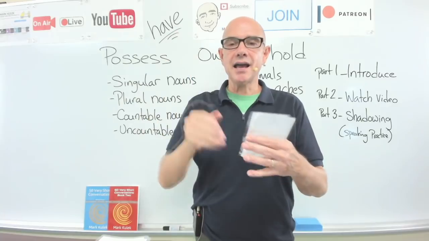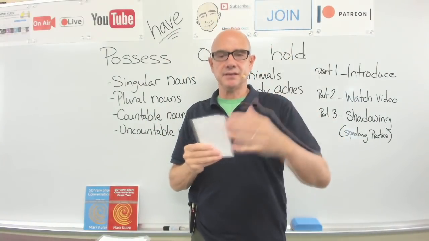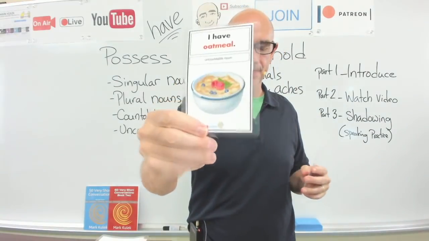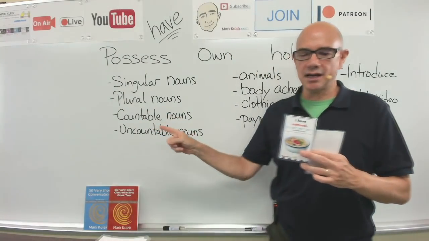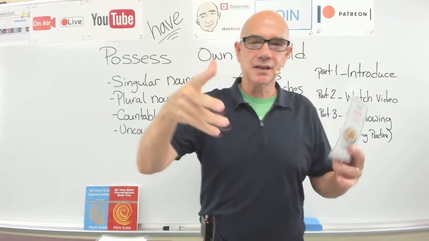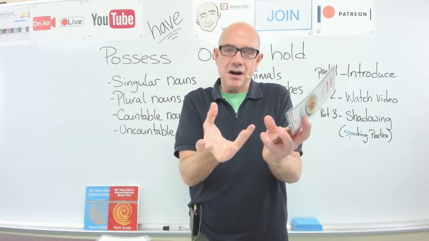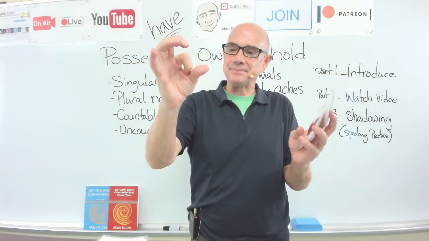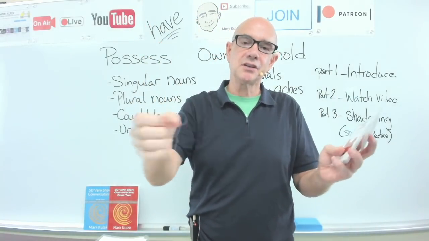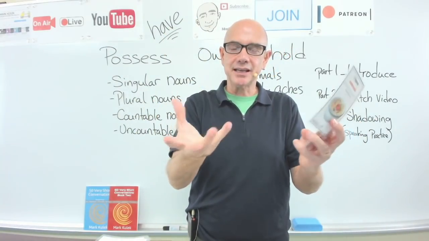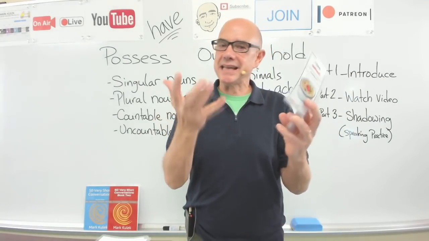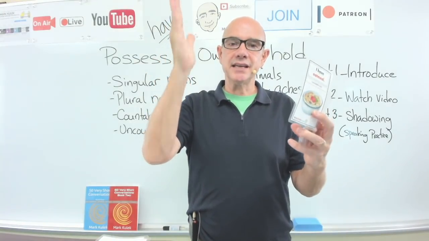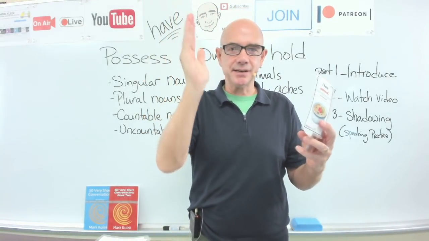Card number four. I have oatmeal. Oatmeal is uncountable. Uncountable. That means we cannot count oatmeal. Oatmeal is just like mush, right? They're little flakes of oats. We pour water into it. We boil it, and it becomes kind of a porridge, a mush, okay? So we can't count that, right? So we just say oatmeal. We don't put an S. We don't make it plural. It's just singular.